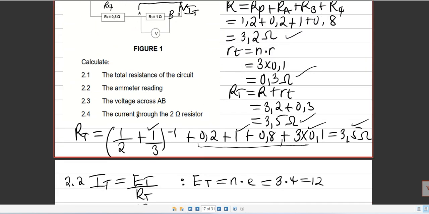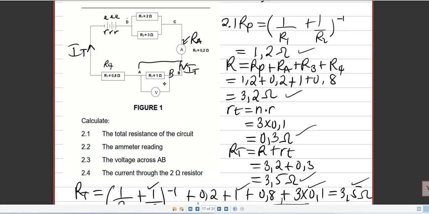The last question asks for the current through the 2 ohm resistance. Our 2 ohm resistance is in the parallel circuit. Voltage in a series circuit is not the same, but in a parallel circuit, it's the same. So you want to find the voltage drop across the parallel circuit, and then divide it by this 2 ohm resistance. If you use the EMF and divide it by 2, you will get the calculation wrong.